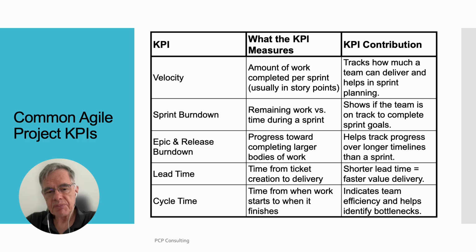Epic and release burndown, progress toward completing larger bodies of work. Helps track progress over longer timelines than a sprint. Lead time, time from ticket creation to delivery. Shorter lead time equals faster value delivery. Cycle time, time from when work starts to when it finishes. Indicates team efficiency and helps identify bottlenecks.